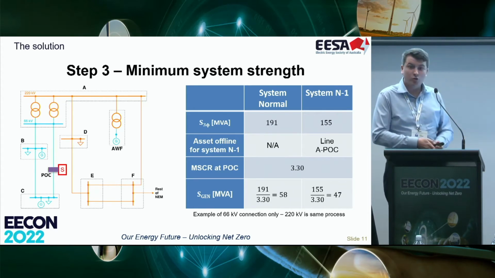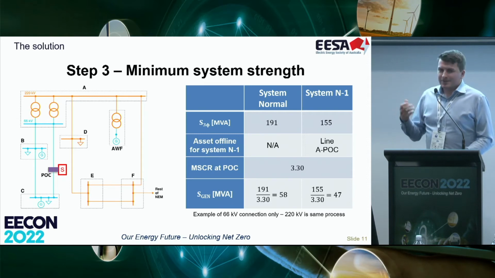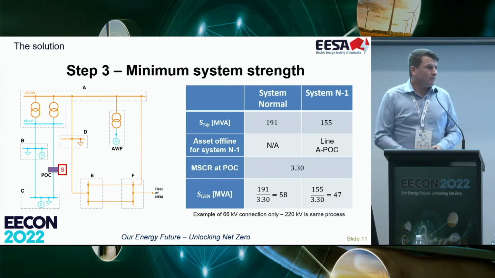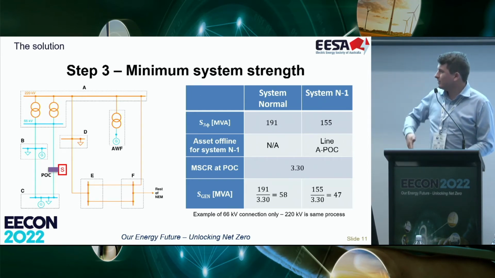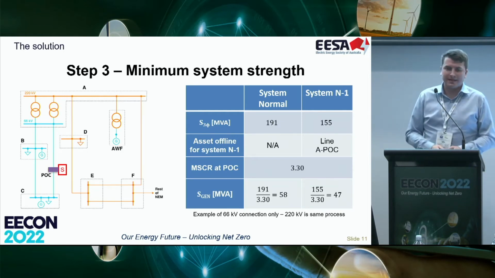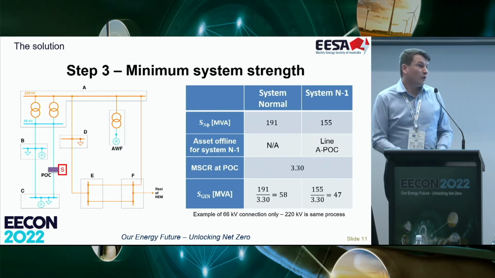So that's step 3. You could stop here. Just as foreshadowing hints, essentially what you will need is some form of system strength remediation, which unfortunately is commonly synchronous condensers. You could stop here. 47 might be your limit. 47 MVA, and you can go back to the developer and say, hey, don't go above this limit.